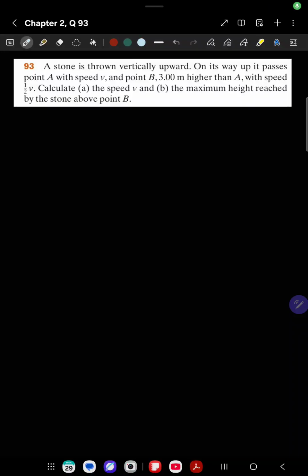Question says a stone is thrown vertically upward. On its way up, it passes point A with a speed v and point B, 3 meter higher than A, with speed v by 2. Calculate A, the speed v, and B, the maximum height reached by the stone above point B.